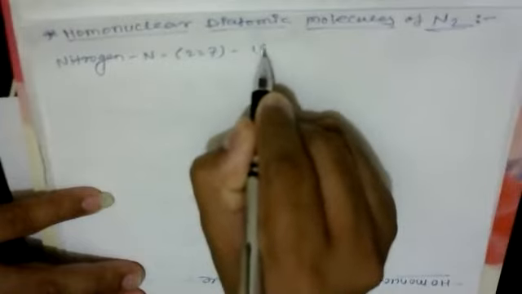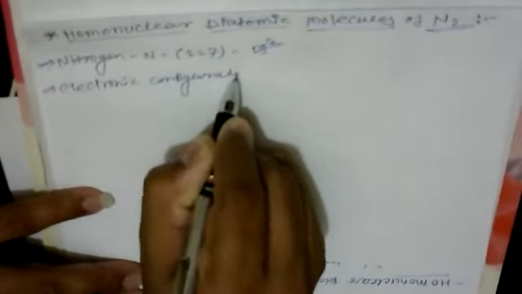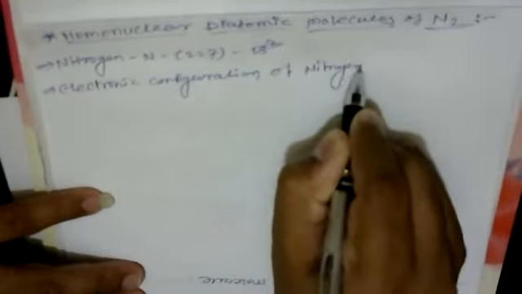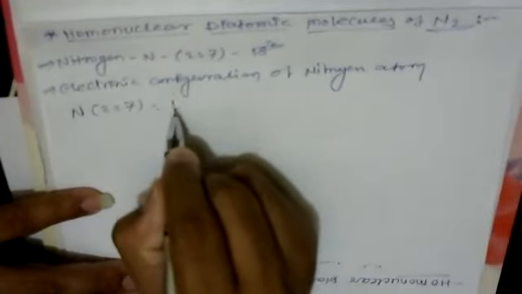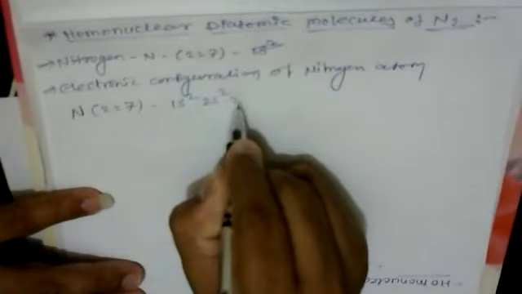There are two atoms of the same element. This N2 is nitrogen. Its symbol is capital N. Its atomic number is 7. Write the electronic configuration of the nitrogen atom. Symbol is N, Z is equal to 7. Its electronic configuration is 1s2, 2s2, 2p3.